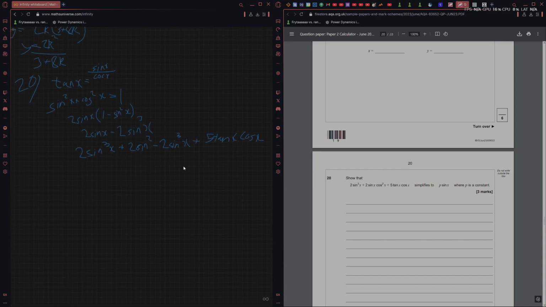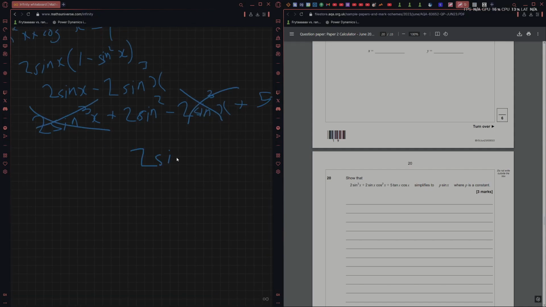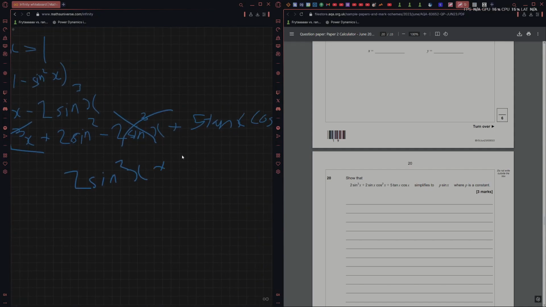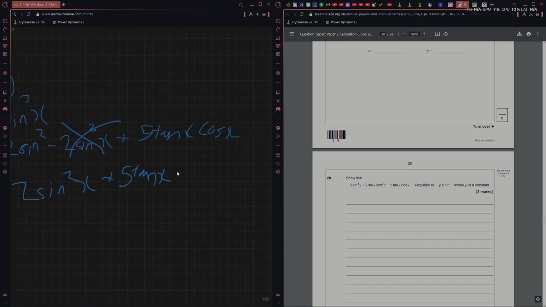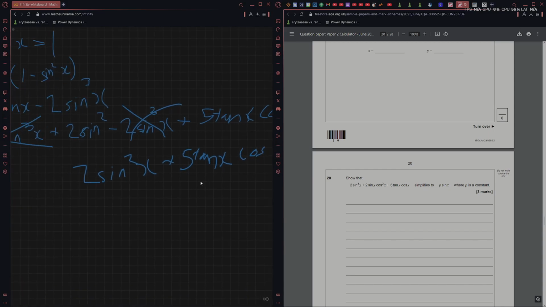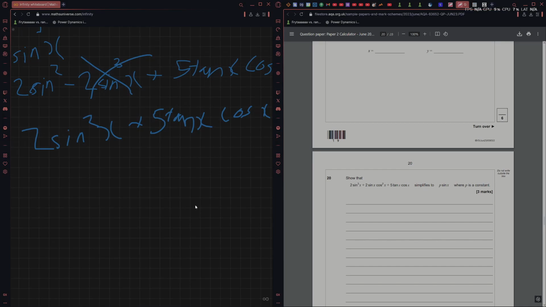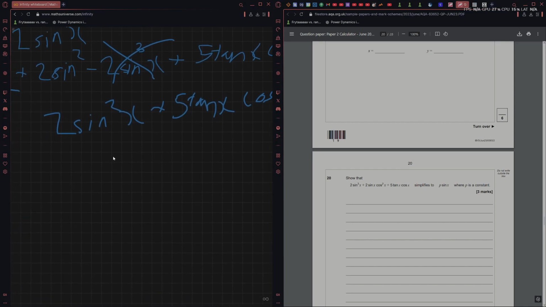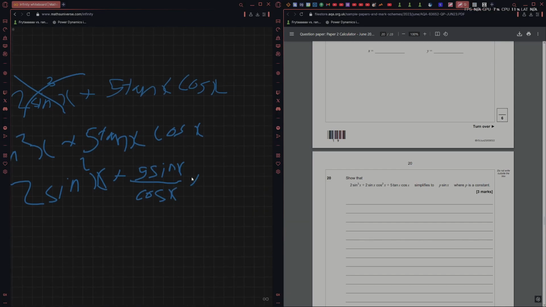So in this entire expression, these two cancel each other out, so we just get 2 sine x plus, not tan x, plus tan x cos x. Right, this is definitely doable. So let's simplify the stuff here. 2 sine x plus 5 sine x over cos x times cos x.